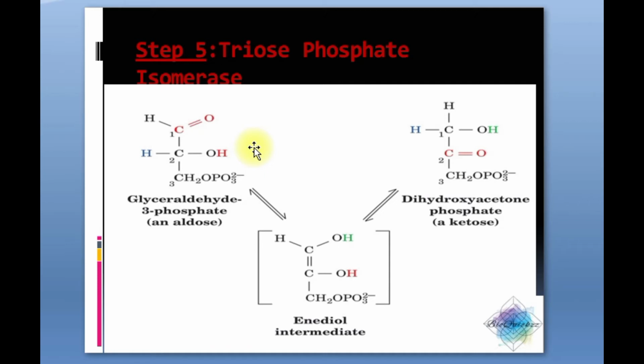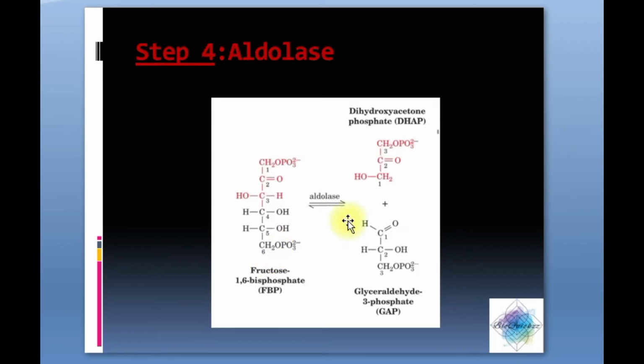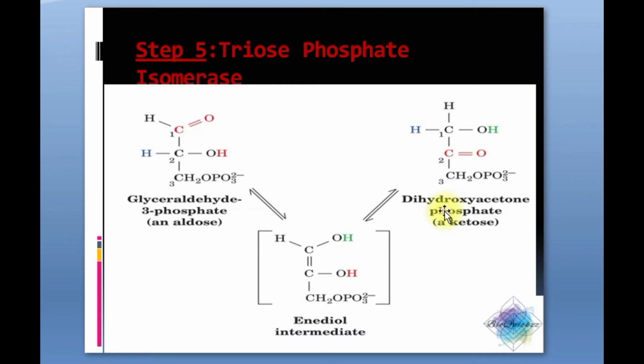From step number 5, we get to know that two glyceraldehyde 3-phosphate molecules are formed. One is from step number 4. In step number 4, one glyceraldehyde 3-phosphate is formed, and again in step number 5 we see that dihydroxyacetone phosphate is converted to glyceraldehyde 3-phosphate. Thus two molecules of glyceraldehyde 3-phosphate are formed.